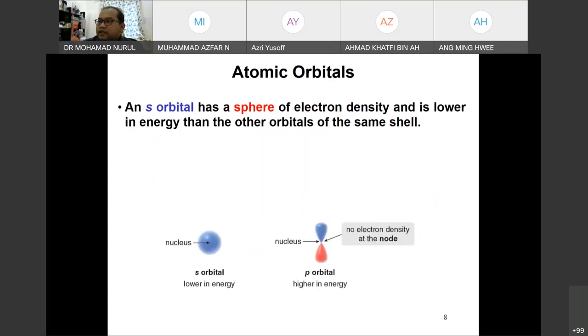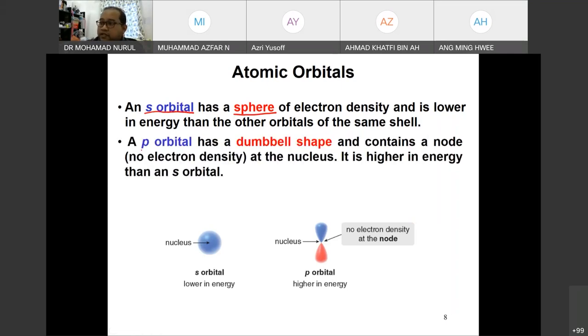So, atomic orbitals. You have heard about the s orbitals. The shape is a sphere, which is a very important thing. It has lower energy than the other orbitals in the shell. This one is the p orbitals, with dumbbell shapes. This is the s, and this is the p orbitals, which have higher energy than the s orbital. If you remember, there is 1s, 2s, 2px, 2py, 2pz, and you have to fill the valence electrons, relating to this.